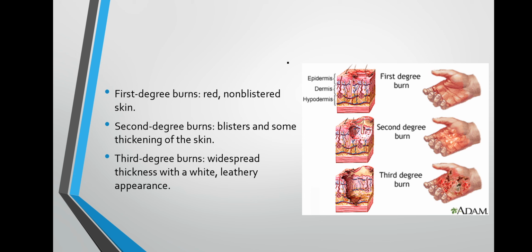So first degree burns, basically they're going to be red, with non-blistered skin. Second degree burns, there'll be blisters and some thickening of the skin, as you can see on the diagram. Then third degree burns, there is widespread thickness with a white leathery appearance, as you can see on the diagram.